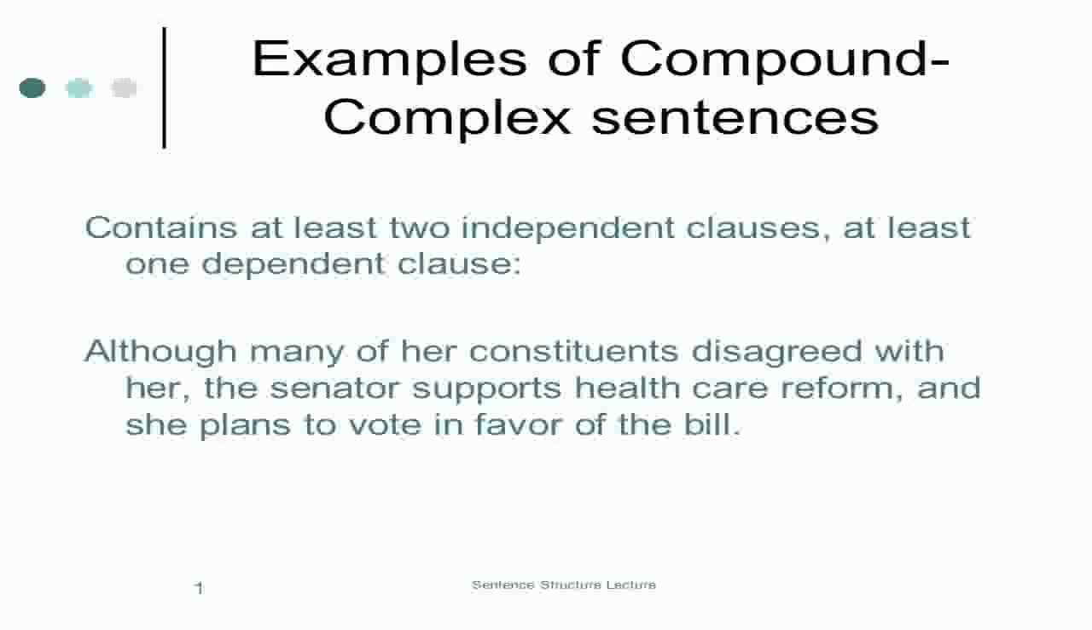For example, although many of her constituents disagree with her, the senator supports health care reform and she plans to vote in favor of the bill. Although many of her constituents disagree with her is the dependent clause. The senator supports health care reform and she plans to vote in favor of the bill are the independent clauses, the main ideas in the sentence.